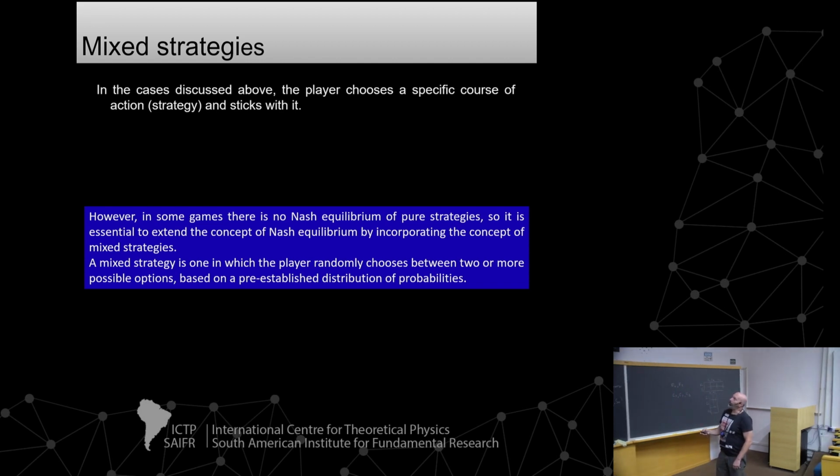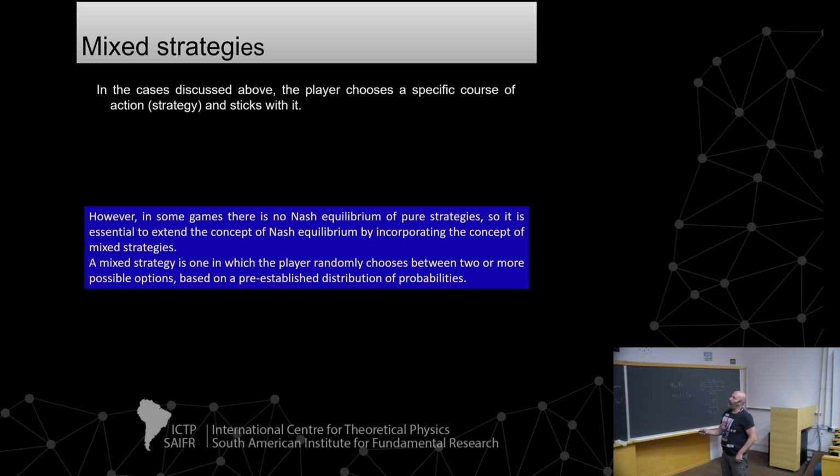So what I say is that in the case discussed above, the player chooses a specific course of action or strategy and sticks with it. This is when we have a given strategy. But in some games, and we have seen one example, there is no Nash equilibrium in terms of pure strategies. Pure strategies is what I choose as a strategy, I mean, strategy scissor, paper, and stone.